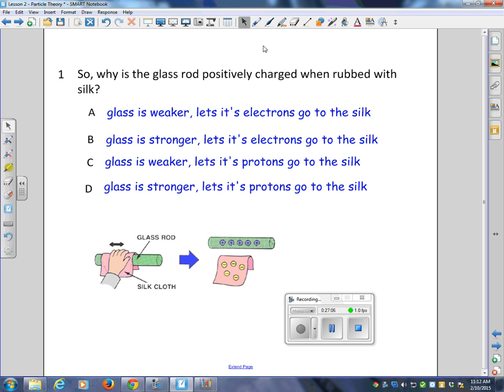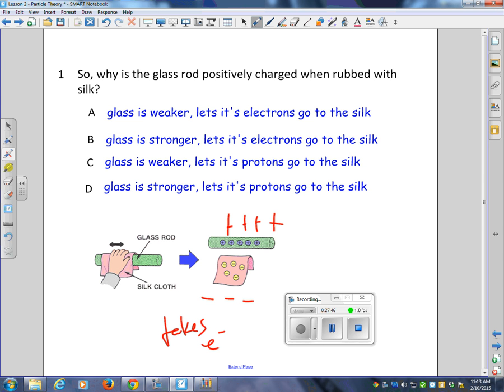The correct answer is A. I'm going to tell you why. Charlie, listen for the why. Why is the glass rod positively charged? Because the silk is negative and the glass is positive. The one that is stronger takes the electrons. Do you have this picture right there? It's on the back? Okay. So the one that is stronger takes the electrons.